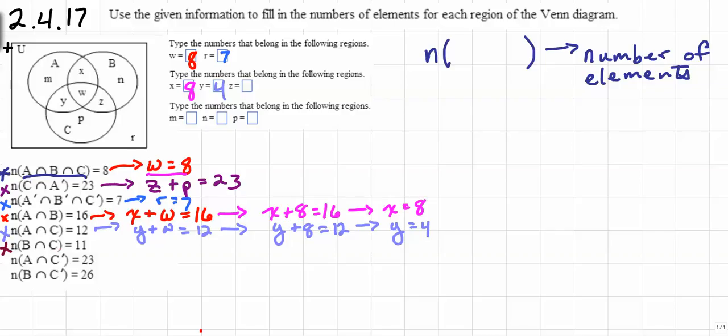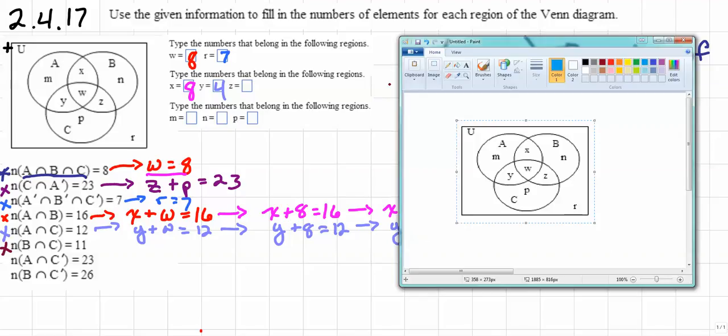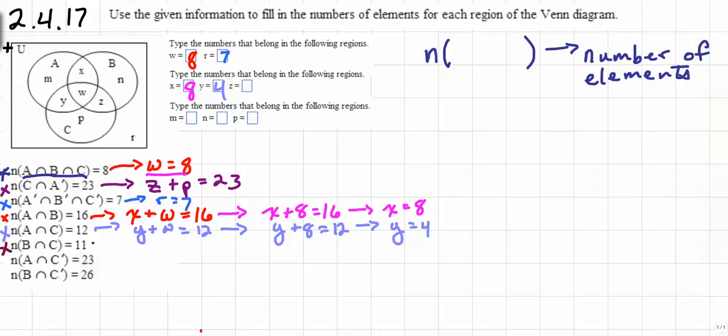So once again, let's go back to our program, Microsoft Paint. Okay, and for this one, we're looking at B intersect C. So let's go ahead and fill region B. That'll be this. And then we'll fill region C. And we'll notice that once I fill region C, we have an overlap between B and C in the regions W and Z.